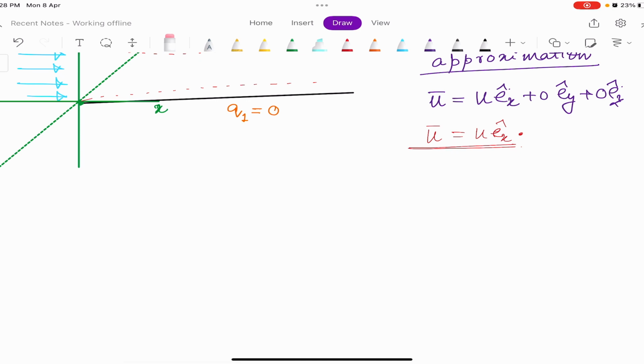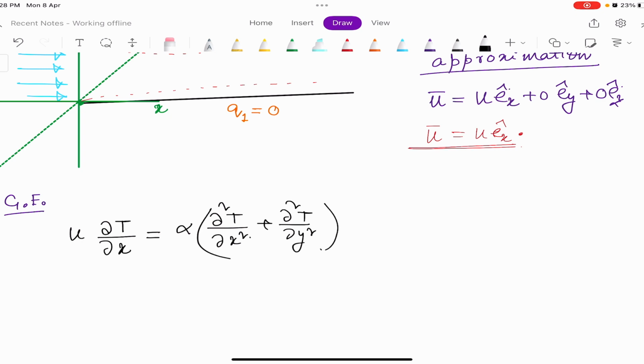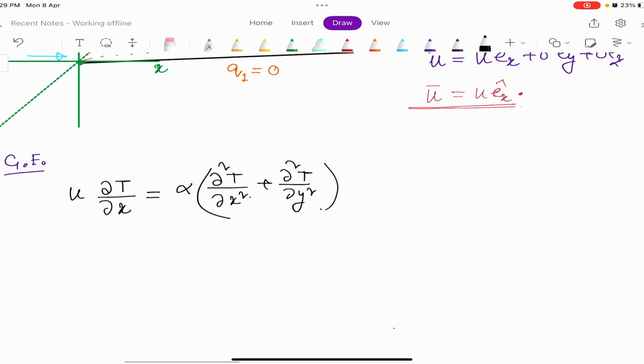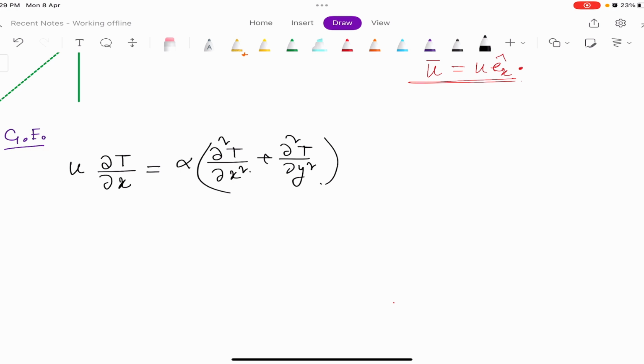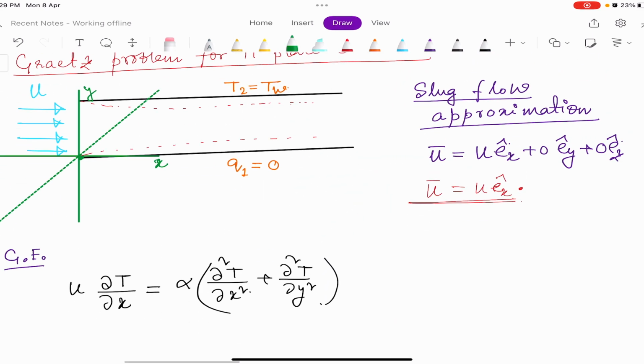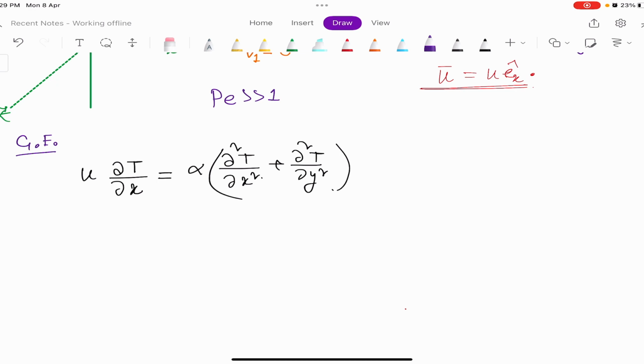Now the same thing, that is, if we write the governing equation, that will be u into del T del x, because v is 0, w is 0, and it is a steady problem. That will be equal to alpha into this thing plus this thing. Now I have shown that if the Peclet number is high, and it is also given in the problem description that the Peclet number is high, then we can show that the axial conduction term can be neglected.